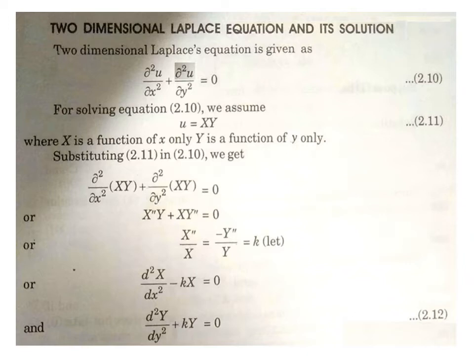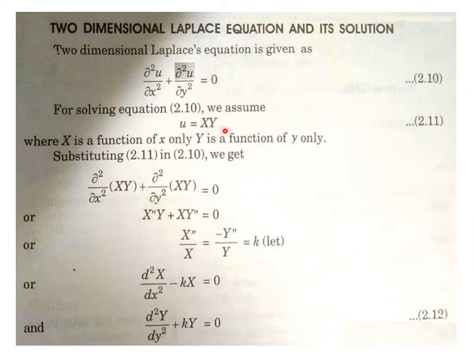As you can see, the two-dimensional Laplace equation is given as del 2u by del x square plus del 2u by del y square equals 0, where u is the dependent variable and x and y are two independent variables. That's why it's two-dimensional. Then we assume equation 2.11 as a solution of 2.10, that is the two-dimensional Laplace equation. The solution is assumed as u equals capital X into capital Y through the method of separation of variables. We have done it several times till now, so you know about this process.